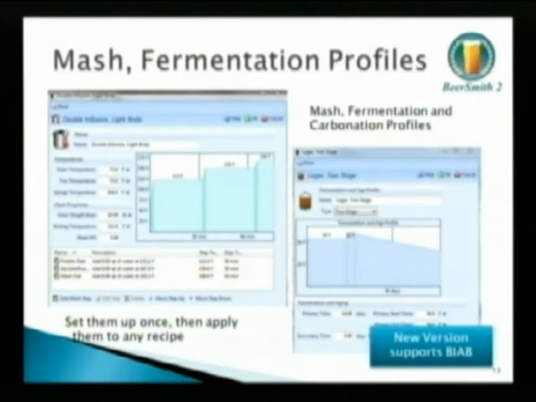And the same is true for fermentation and carbonation. On the right side, I'm showing a fermentation profile there for a lager. You can define your own fermentation profile with various temperature plateaus in it for each of the stages. And you define that once, and you can use it as many times as you want. And also, these things are preloaded too, so there's a number of preloaded profiles for each of those. There's a number of preloaded fermentation, carbonation, and mash profiles that you can use right out of the box without having to do anything to it.